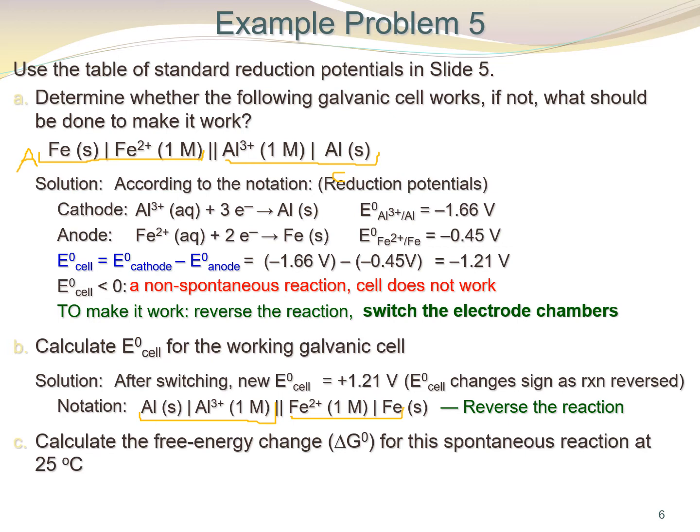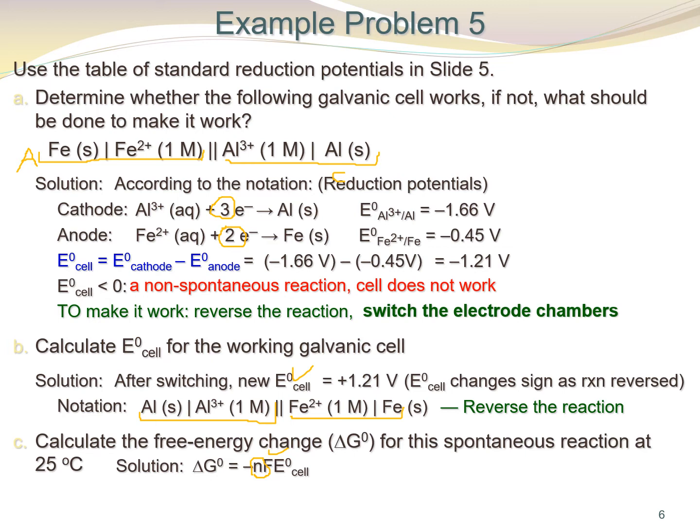As for question C, it is asking for the delta G0. So delta G0 equals negative n times F times E0 cell. We know the E0 cell already. F is a constant, no problem. Our challenge here is, what about n? Meaning the total number of moles of electrons that pass through this reaction. How can we find the number? Here, 2 and 3.